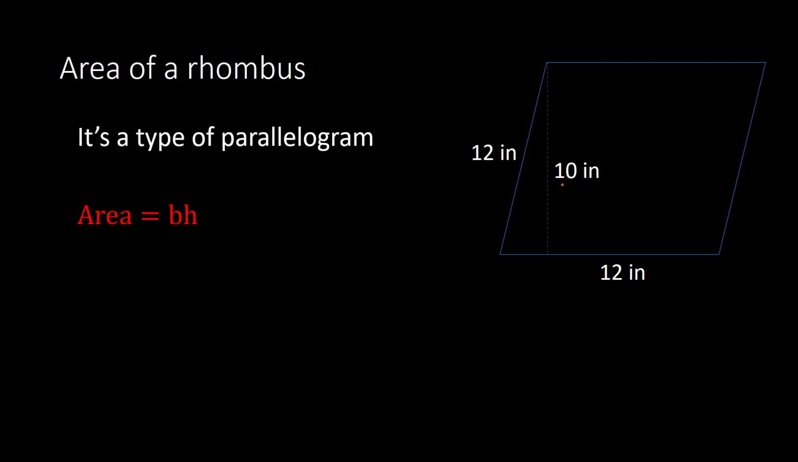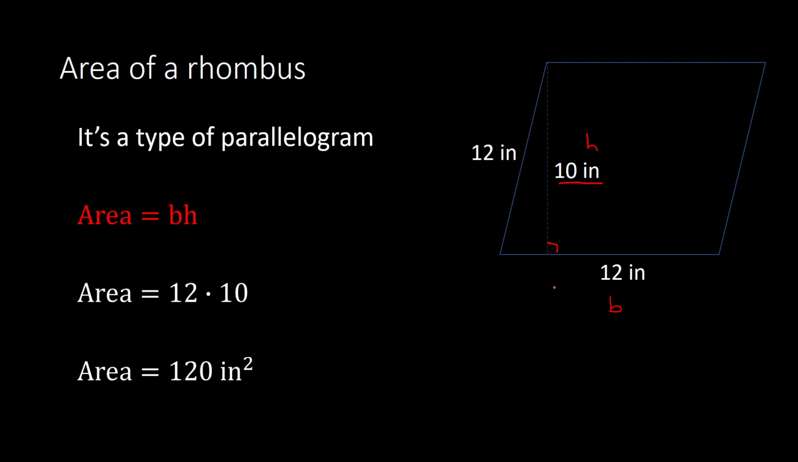So here we see 10 inches would be your height because it is perpendicular to the top and the bottom. So 10 inches is your height, and then 12 inches down here would be your base. So just plug those numbers in. You have 12 times 10, which gives you 120 inches squared. So same formula applies.